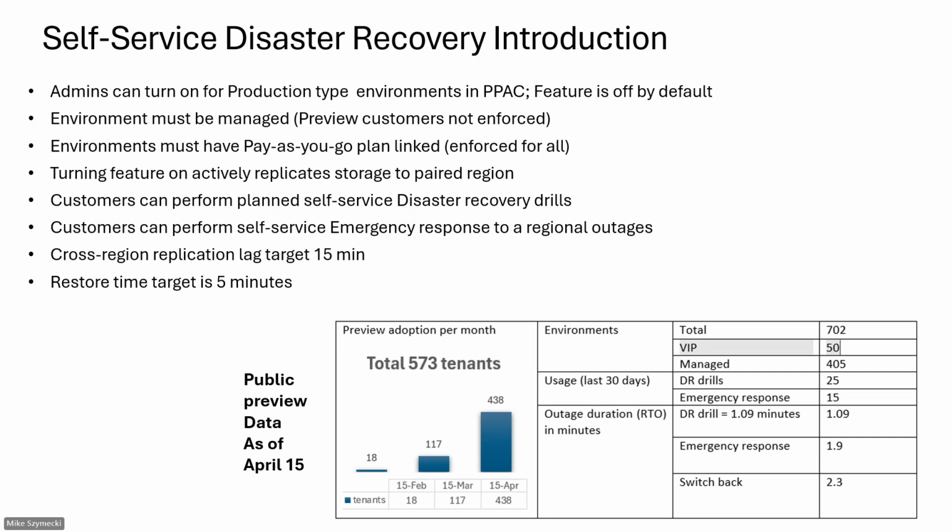I'll talk a little bit more into detail in further slides. So when the feature is enabled, when it's managed and it's got a pay-as-you-go plan, the data is actively replicated across to the paired region. Now there's a couple of functionalities that are key here. One, of course, is failover if there's a regional outage, and that is up to the customer to do, and I'll walk you through the experience.